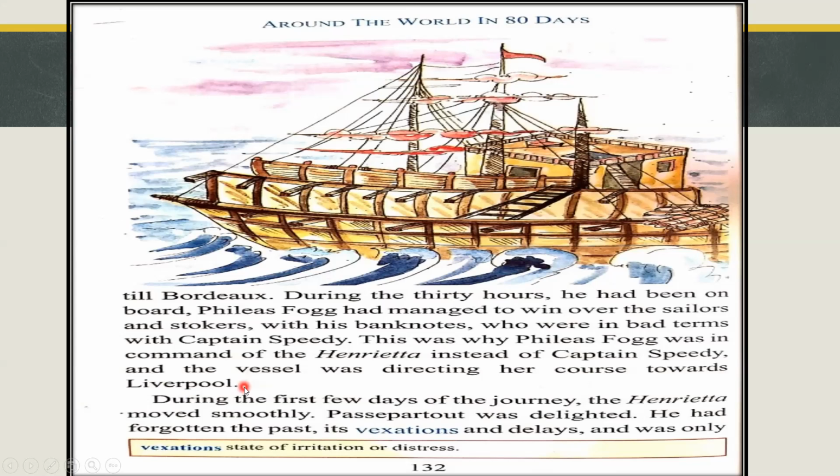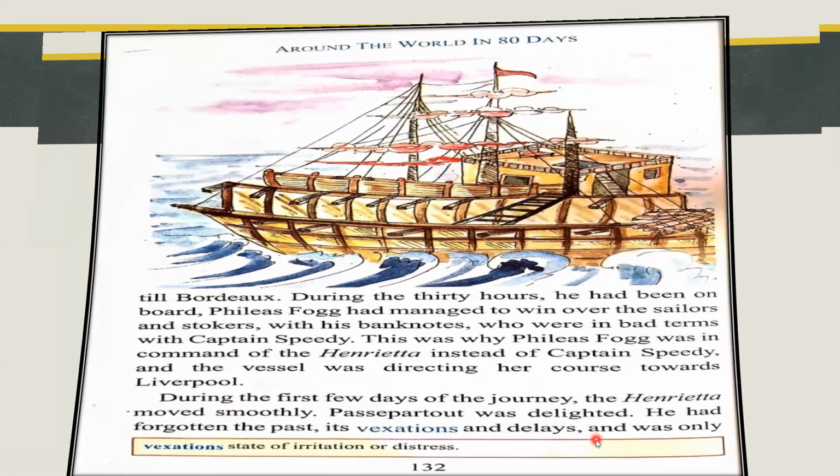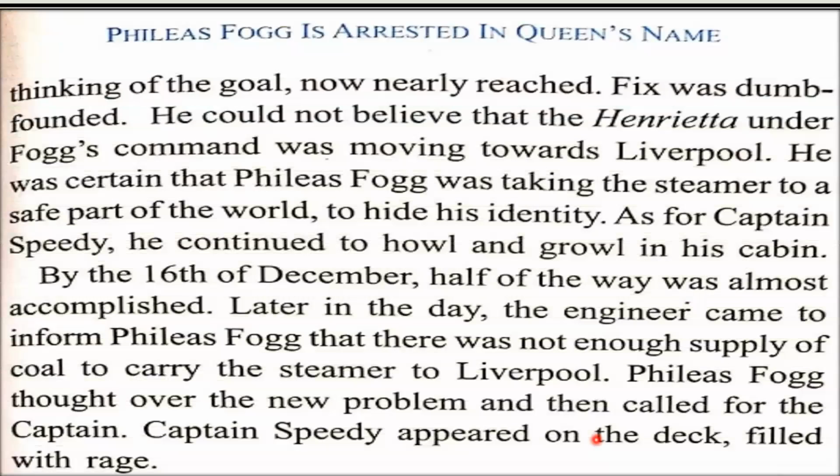Now, here, the vessel means the ship, which was moving not to Bordeaux, but to Liverpool. During the first few days of the journey, the Henrietta moved smoothly. Passepartout was delighted. He had forgotten the past, its vexations and delays, and was only thinking of the goal. Now, vexation means a state of irritation or distress.